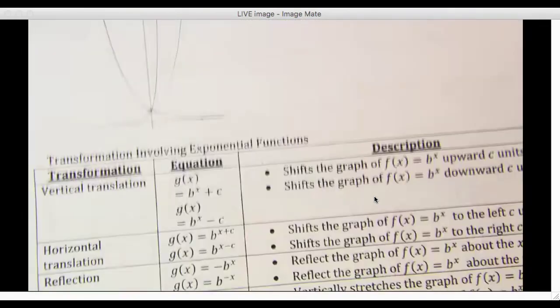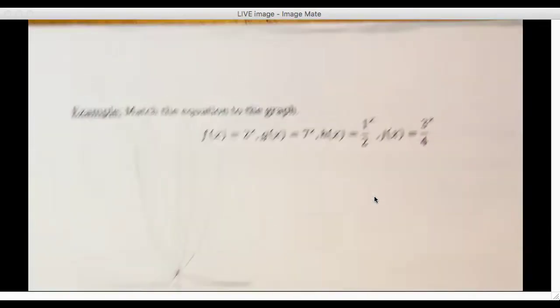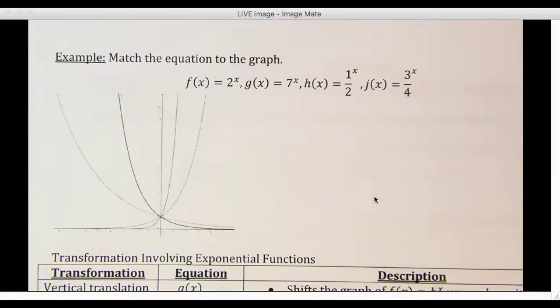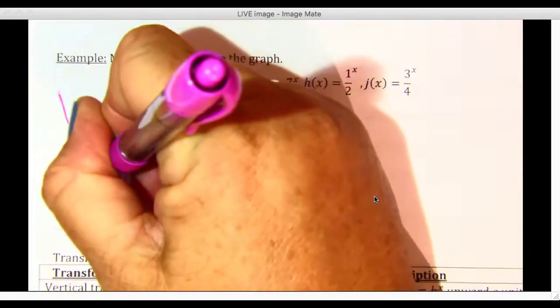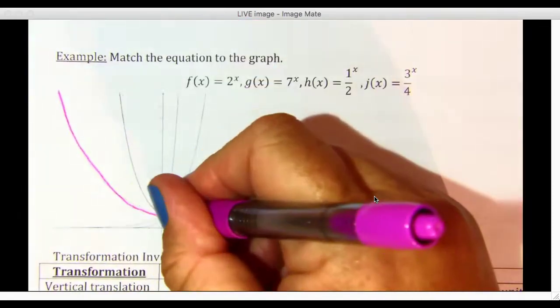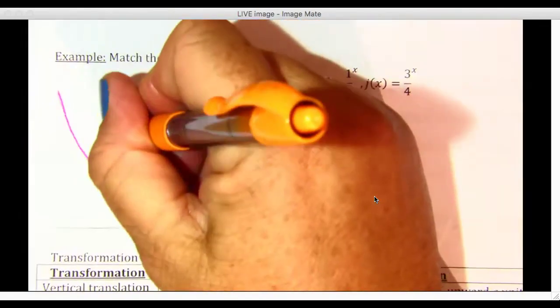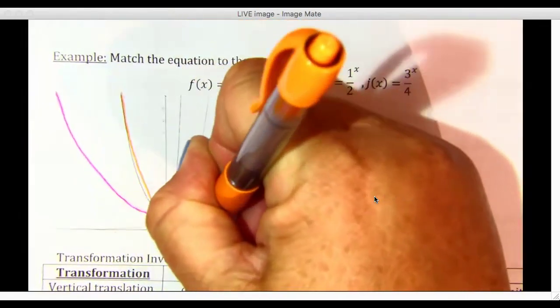Let's move on to the next example. Here we can see that f of x is 2 to the power of x, g of x is 7 to the power of x, h of x is 1/2 to the power of x, and j of x is 3/4 to the power of x. We want to match these functions with the four graphs we see here. I'm going to put these in different colors to more easily distinguish them, and then we will go ahead and match them up.